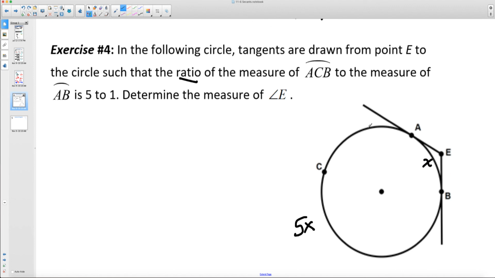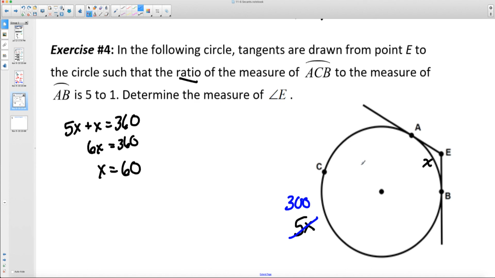Well, we need to figure out what these arcs measure. Well, we have a full circle created, so 5x, we create an equation. 5x plus x equals 360. 6x equals 360. X equals 60. So we now know that, okay, well, this is really now going to be 300 degrees when we make a substitution, and this is really going to be 60 degrees when we make a substitution.